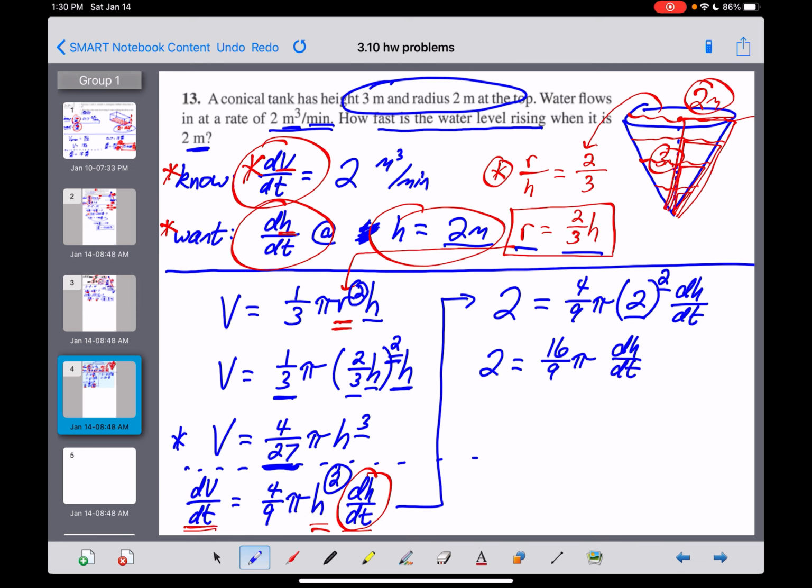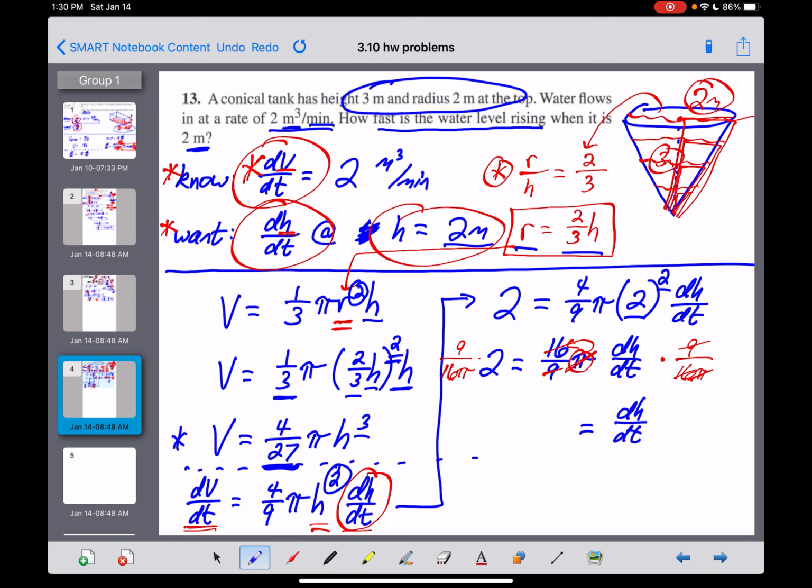Gotcha. What are we going to do now? Let's multiply both sides by the reciprocal of that. So that would be 2 times 9/16. And remember, this pi is really up here with the 16, so I'm going to put the pi down on the bottom, and we're going to multiply both sides by 9/16 pi. So this 16 cancels with that 16, 9 and 9, pi on the top, pi on the bottom, gone. So our right side now is just dh/dt.